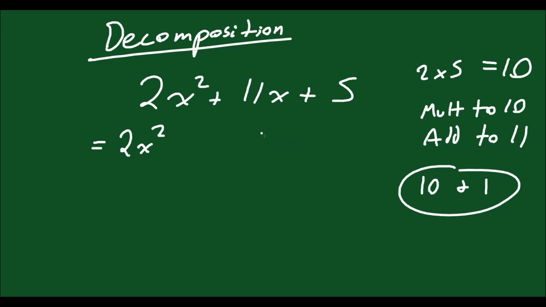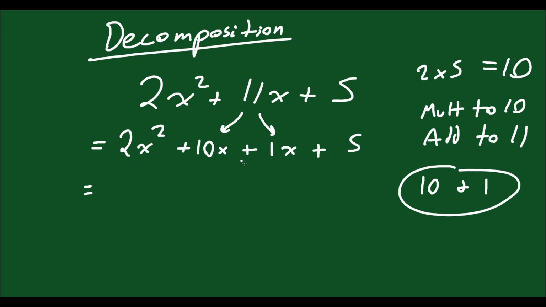You'll have 2x squared, and then the 11x is going to split up, or decompose, into 10x plus 1x. You don't have to write the 1, but plus x, and then plus 5. So that middle term breaks up. That's why they had to add to the 11x. So now you common factor by grouping. Remember how I said you have to know how to do grouping because it's going to come back to be important in another type of factoring? This is what I was talking about.